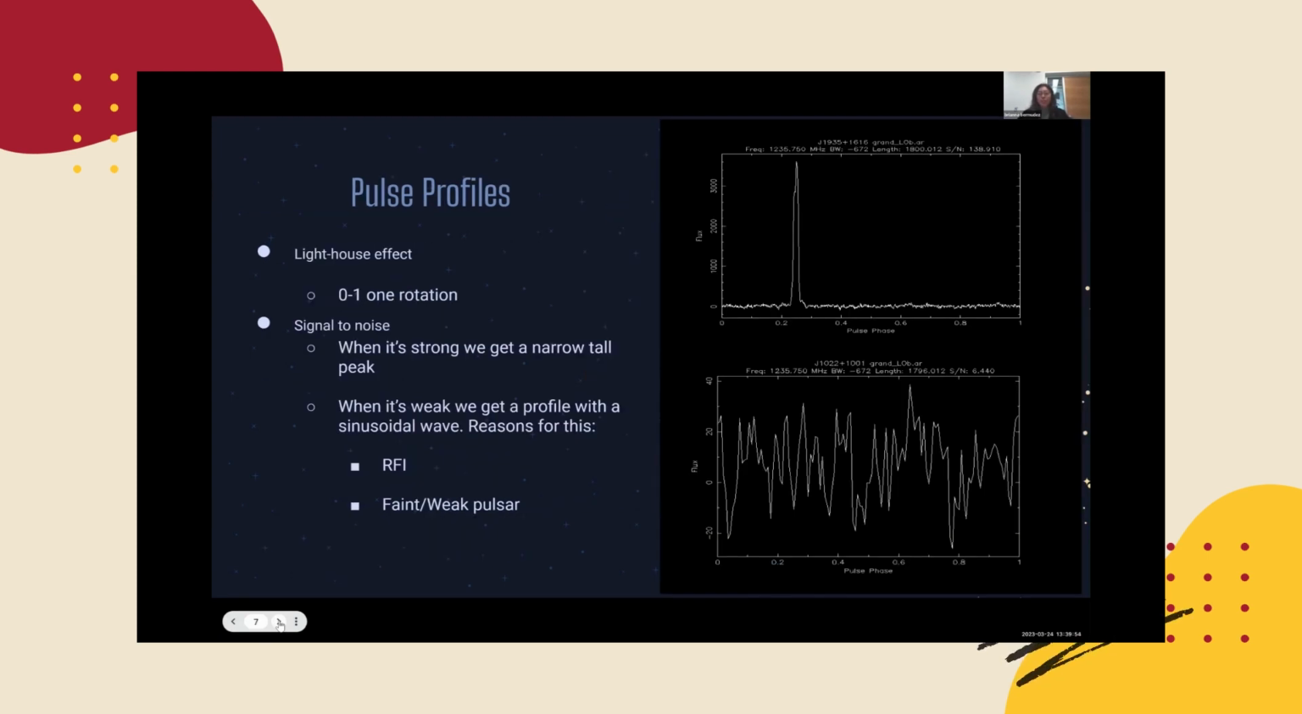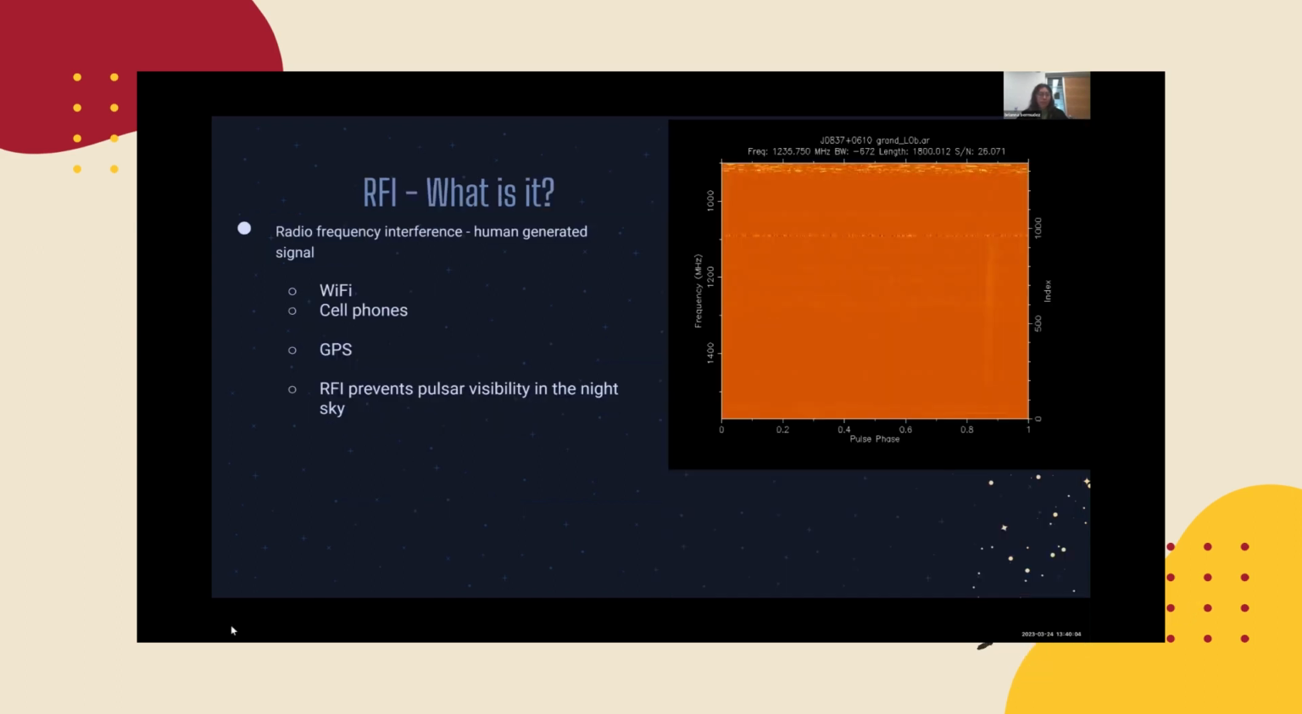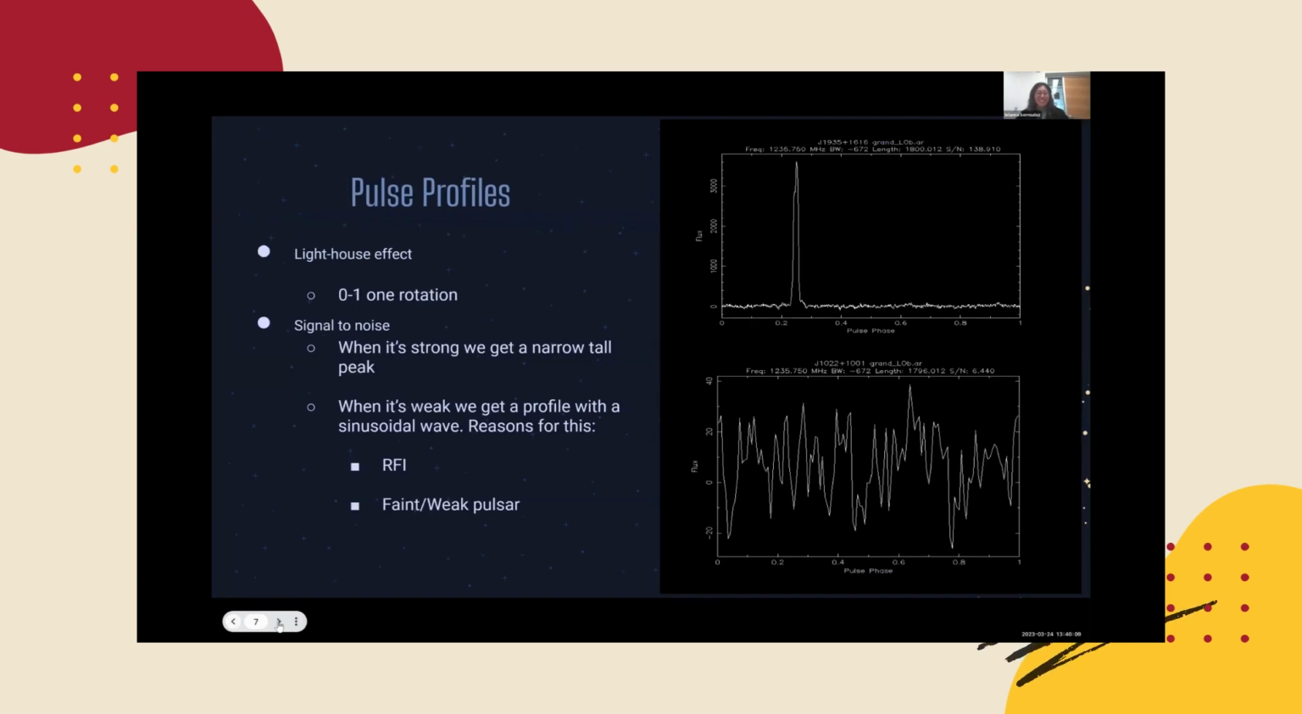One of the first things we did was look at pulse profile graphs. As Sophia mentioned, the lighthouse effect. This is what the lighthouse effect does. When the pulsar is hitting the Earth, the light emits, and then this is when we get the peaks.